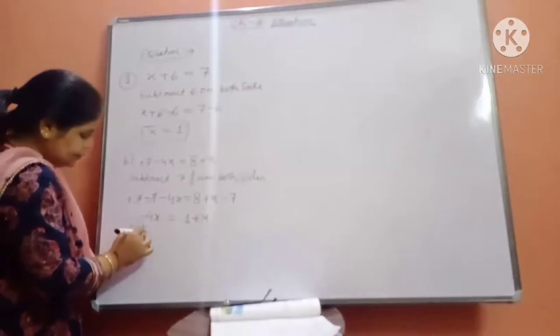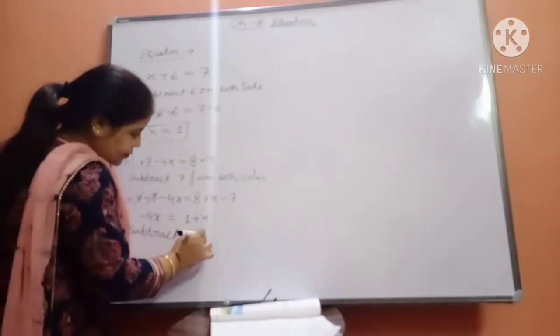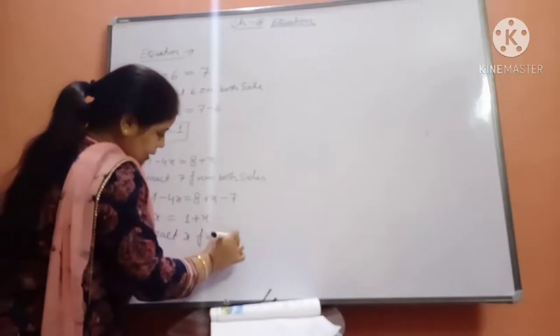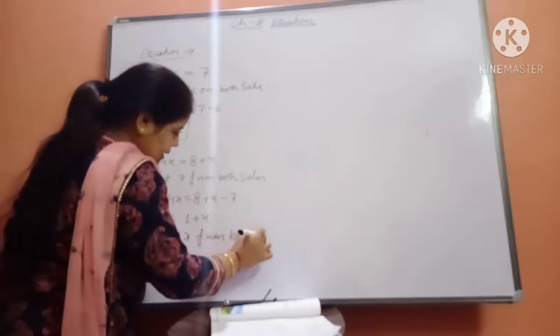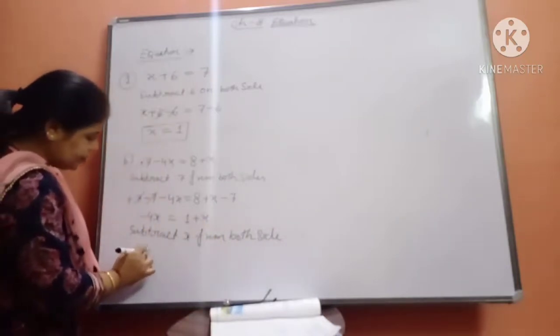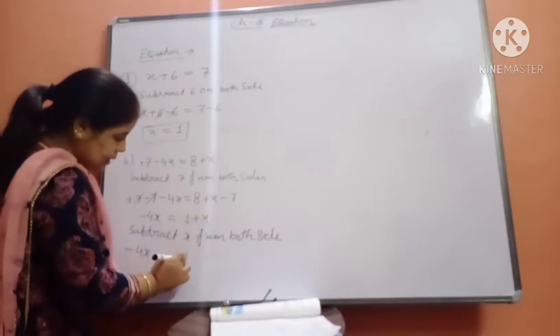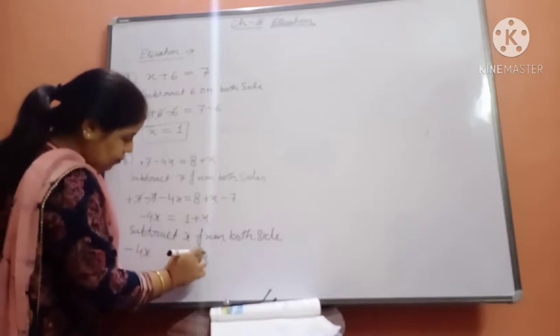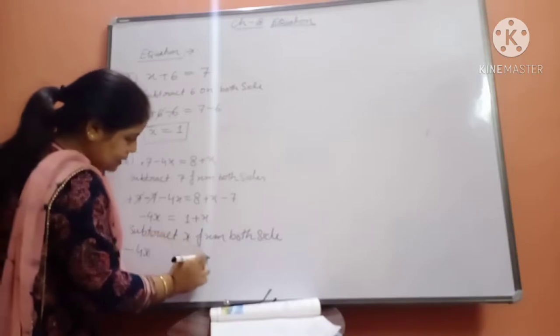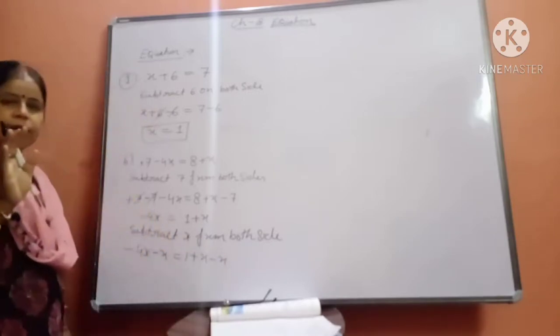Subtract x from both sides. In this way, from the right hand side, x will be removed. So minus 4x. First of all, I am doing the right hand side so that you may understand: 1 plus x, and what I say is subtract x. So minus x, and here also minus x will be there. Are you getting it? Okay.